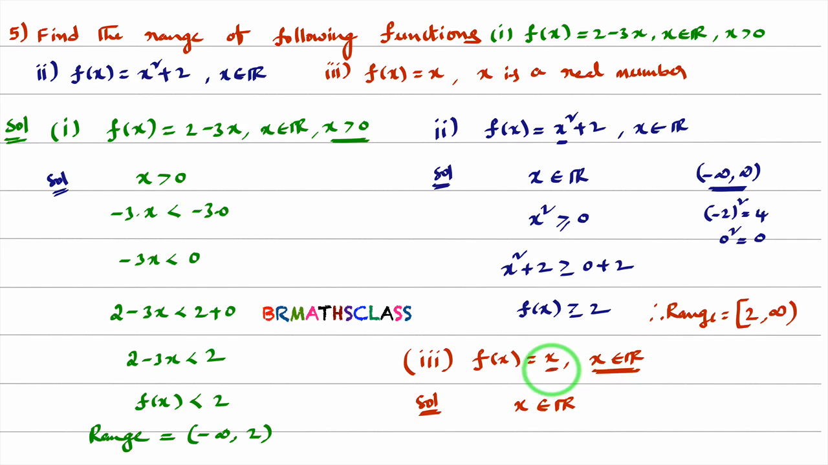You see, what is x? x is f of x. Here, in place of x, I can write f of x. So, f of x belongs to R. That means we came to know that f of x takes all real numbers.